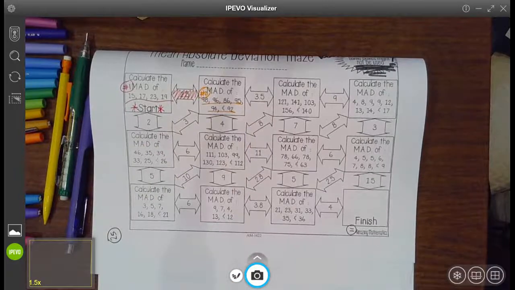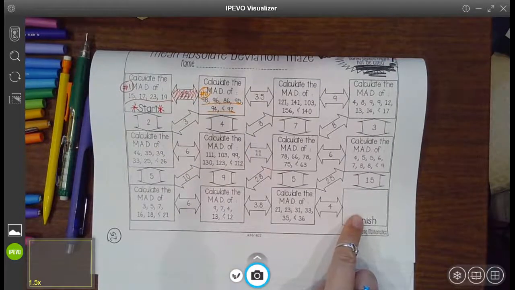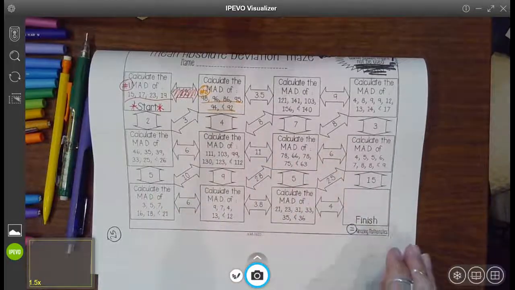Keep going until you get to the finish right here. My hint to you is you should end up doing a total of 7 problems by the time you go all the way through to get here.